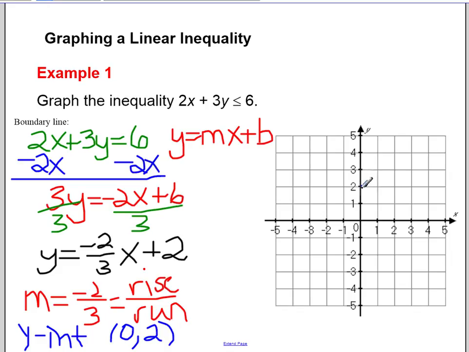You begin by plotting a point on the y-intercept of 0, 2, and finding another point using the slope of negative 2/3. So from this point, you're going to move 2 units down and 3 units to the right. So that is another point that's on the line. We also need to determine if the boundary line is solid. Because the inequality is less than or equal to, that means we're going to have a solid boundary line.